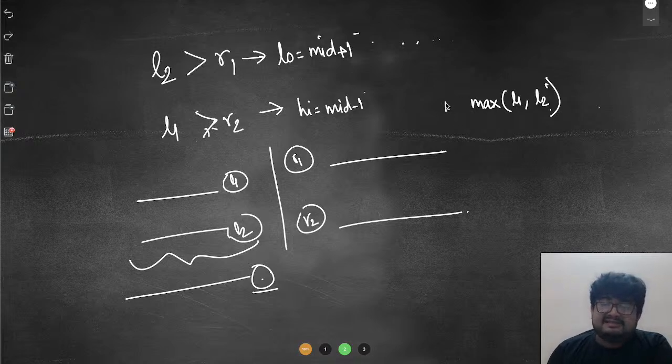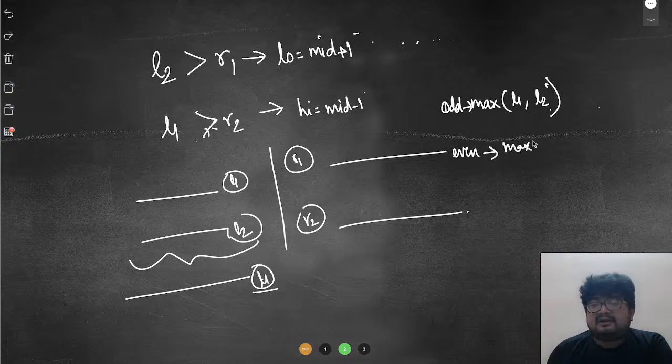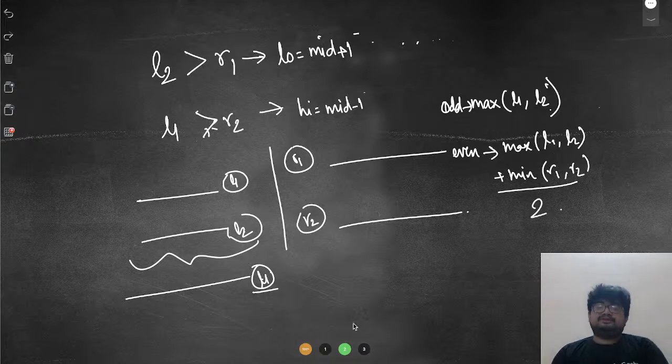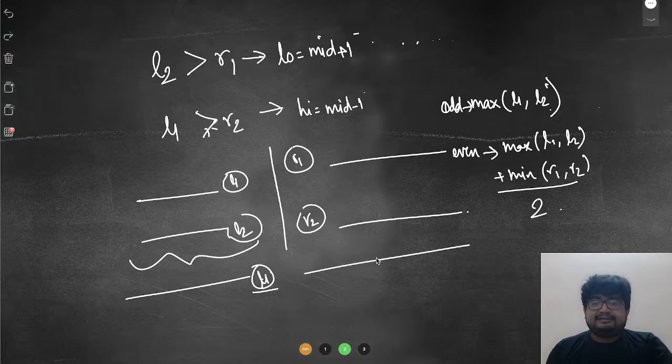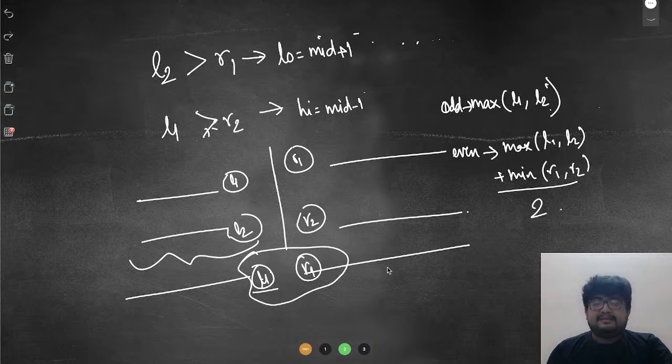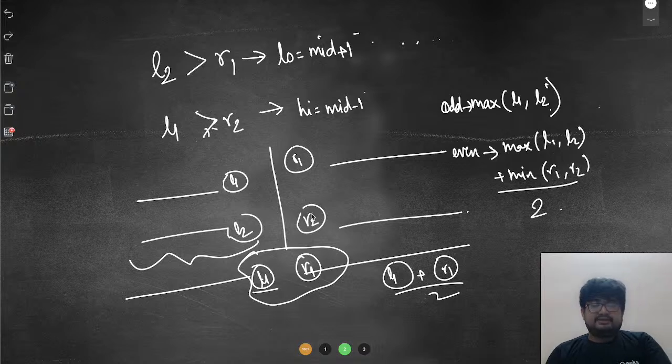If it is even size, so this was for odd. If the summation of the two array sizes is even, in that case it will be the max of L1, L2 plus the minimum of R1, R2, divided by 2. So that should be the median, right? Because again, R1 is the minimum, let's say, so these are the two middle elements, so it will be L1 plus R1 by 2, right? Okay, so this is basically the logic.